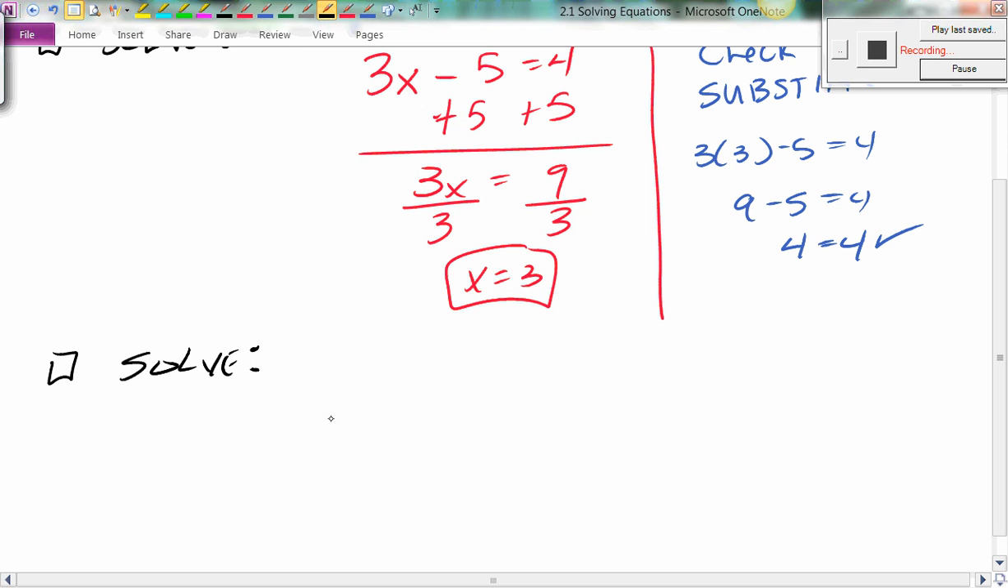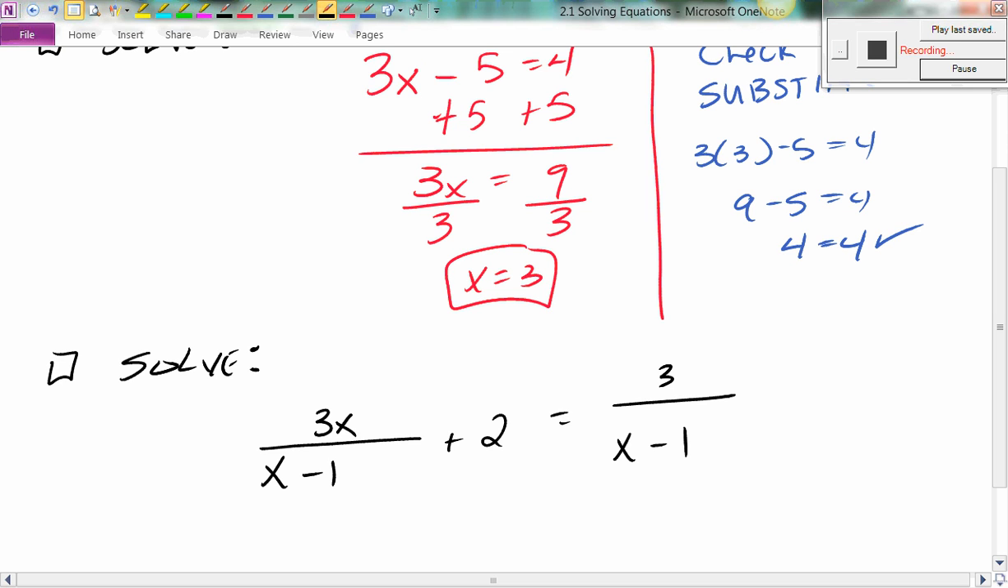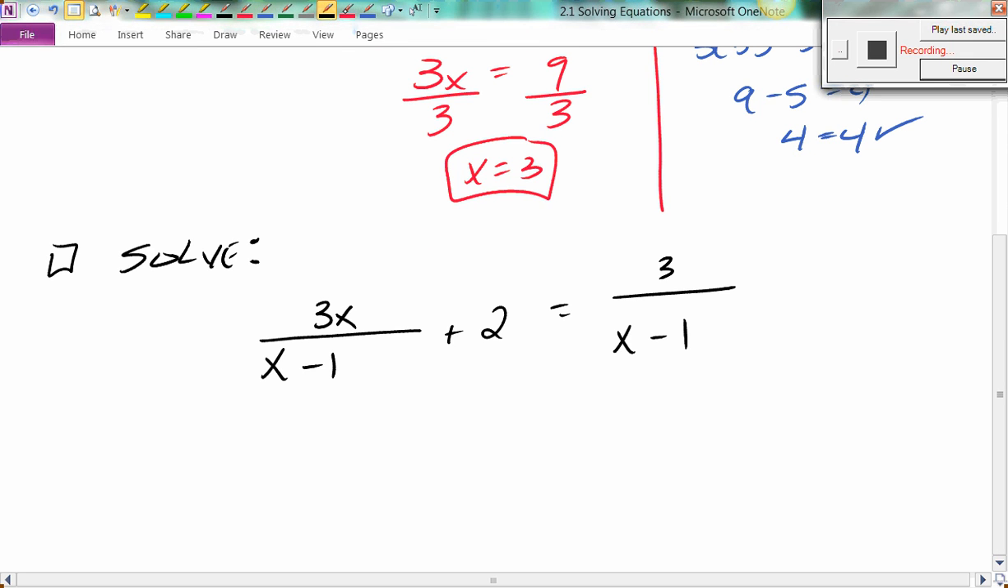Okay, 3x divided by x minus 1, plus 2, is equal to 3 divided by x minus 1. Oh, man. Life just got something very, very important. There's something very important that we should consider, and it is this idea of a domain. How do you figure out a domain for this thing, right?